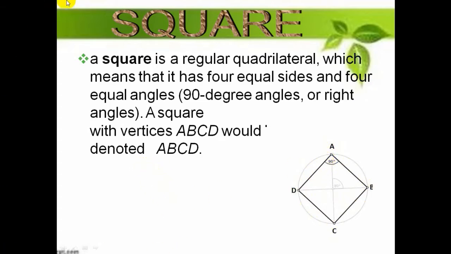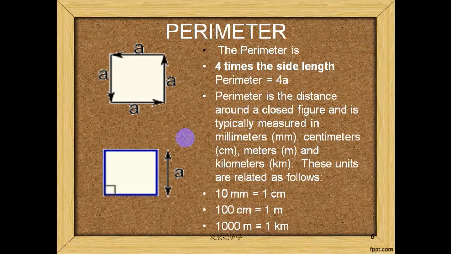So a square is a regular quadrilateral, which means that it has four equal sides and four equal angles, 90-degree angles or right angles. A square with the vertices ABCD will be denoted ABCD. So dear students, now we are going to find the perimeter and area of a square shape.